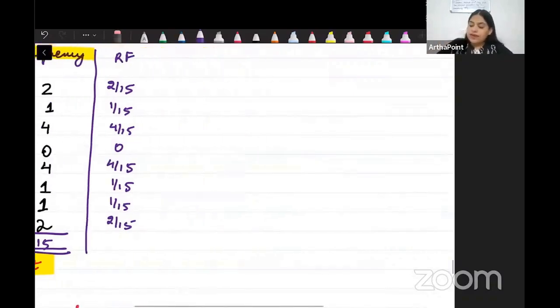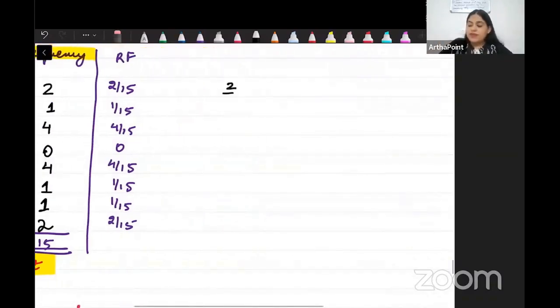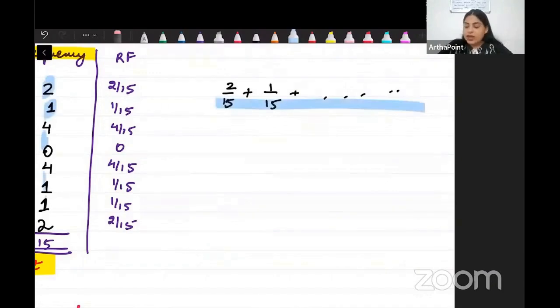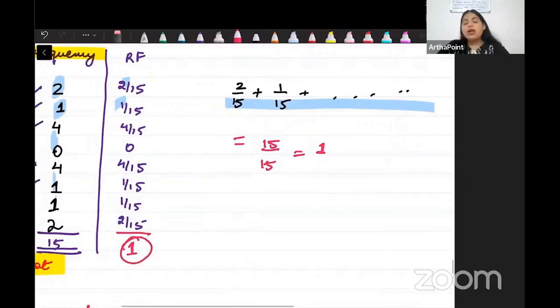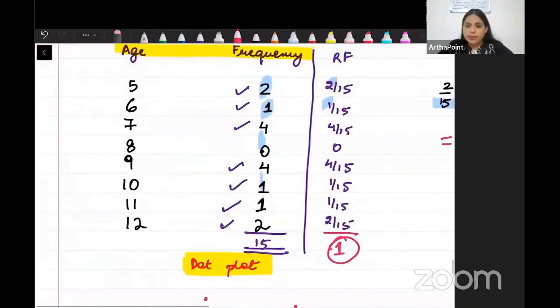Have a look. If I just add these, 2 by 15 plus 1 by 15, you are adding all these. So the numerator was this only. The denominator is 15 only. And the sum of the numerators was 15. So you just have 15 by 15 coming up, which will be 1. So the sum of relative frequency is always 1. Very useful concept. A lot of times they will just ask you, what is the sum of relative frequency? So you should be aware that it is just 1.